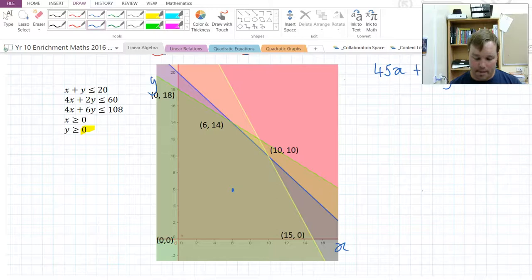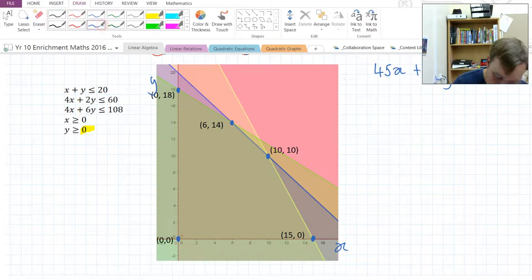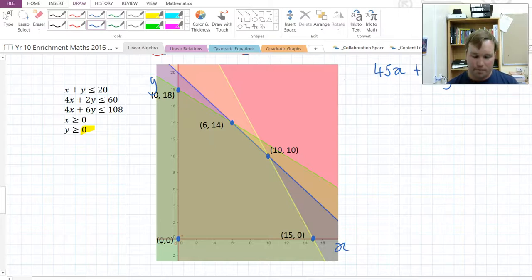One of them will be better than the others. So the numbers I've written on there are the vertices of our feasible region, or the corners of our feasible region. One here at 0,18, one here at 6,14, 10,10, 15,0, and 0,0. Those are the only solutions we're going to consider and sub into the objective function. All others are not worth considering.